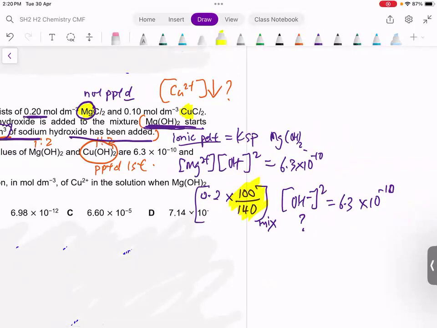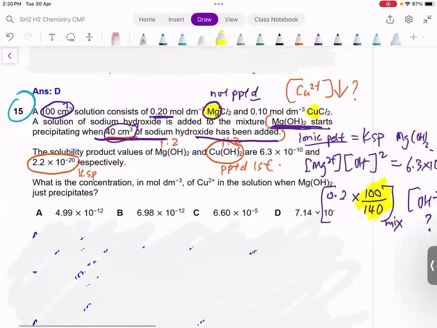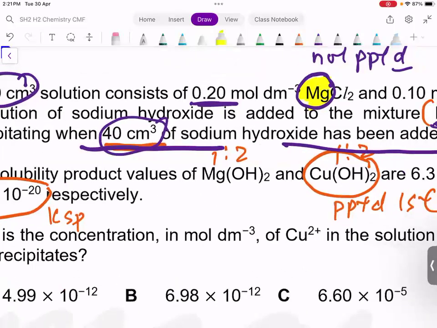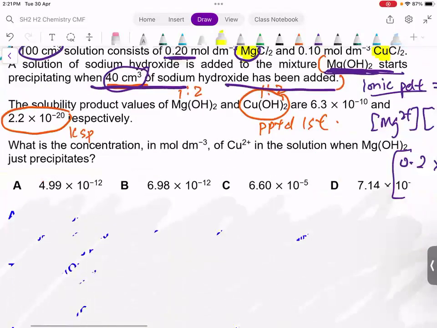The OH- is coming from sodium hydroxide. Sodium hydroxide is the source of hydroxide here. It's not coming from your magnesium hydroxide. You are precipitating magnesium hydroxide, but it doesn't mean that the hydroxide is coming from magnesium hydroxide. So we are working with two solutions, trying to form magnesium hydroxide precipitate. So the source is coming from sodium hydroxide, so you don't need to multiply by 2. Okay, so are you able to calculate the answer from here?